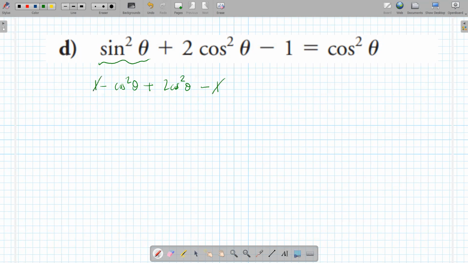This and this cancel out, right? 1 minus 1 is a 0. What's negative cosine squared plus 2 cosine squared? What does that equal to? Cosine squared. Cosine squared, and you're done. Easy peasy.